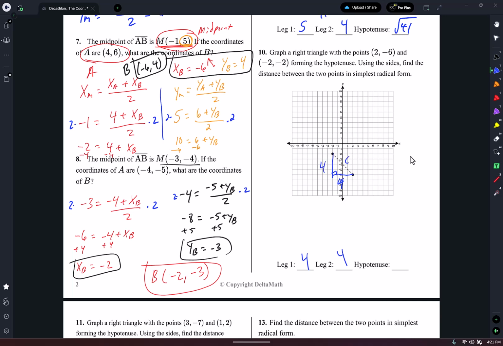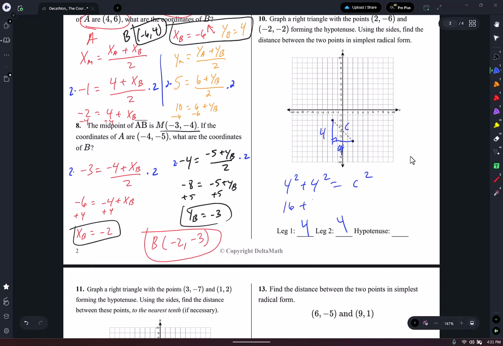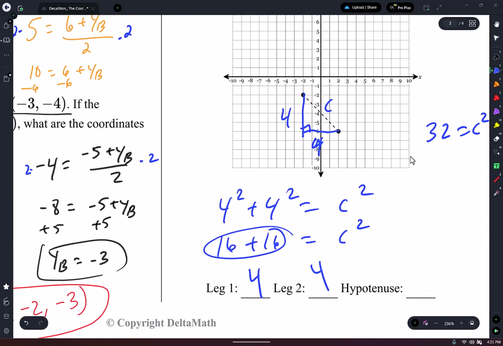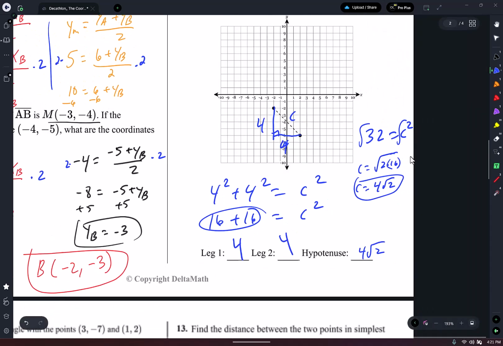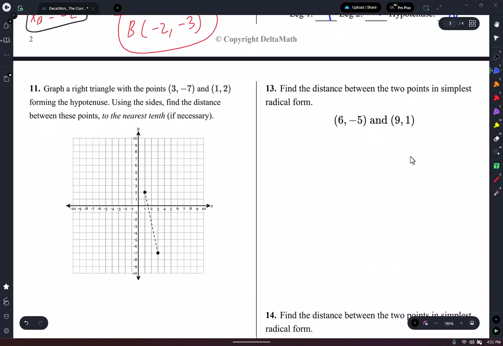They want to know what that is, the c. 4 squared plus 4 squared equals c squared. So this is 16 plus 16 equals c squared. That's 32, so 32 equals c squared. You can also think of this as 2 times 16. What's the square root of 16? The square root of 16 is 4, so you can just write it as 4 square root of 2. And that's it. Cool or not cool?